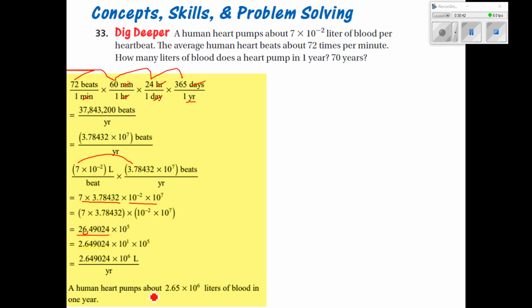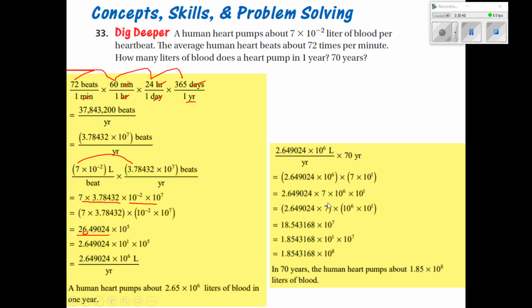All right. Now let's find out how much in 70 years. Well, we're going to take this and multiply it by 70 years, right? We do this, we're taking this and multiplying it by 7 times 10 to the first, right? Because we're moving it back 1. That's going to make a bigger exponent. When we do this, we have 7 times 2.649024, and that's going to give us 18.543168. And when we take 10 to the 6th power times 10 to the 1st power, it gives us 10 to the 7th power.